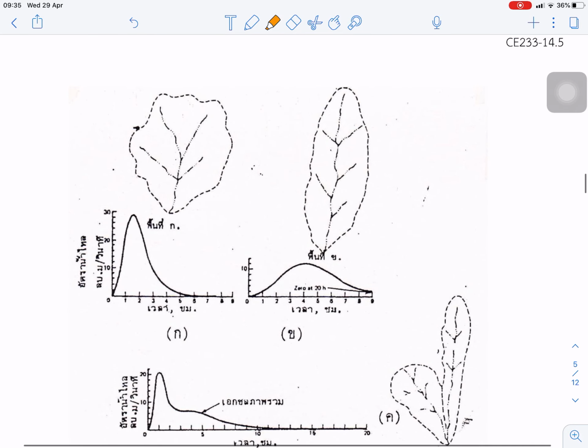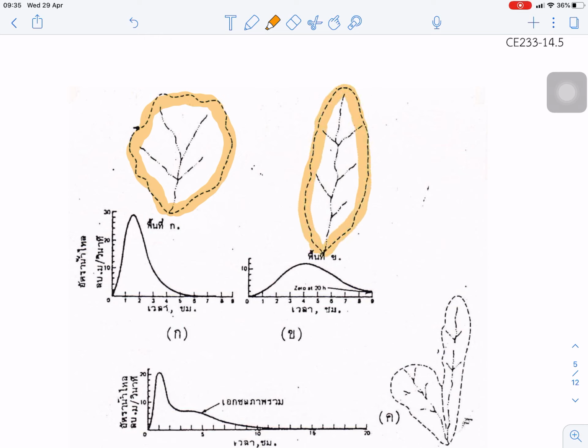This shows an example: if the shape of the basin is more circular, compared to a long shape, we expect the hydrograph for the circle to have a steep and high peak, but for the long one we get a flat, fat, and low peak.